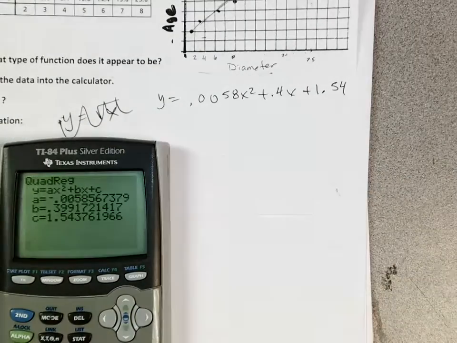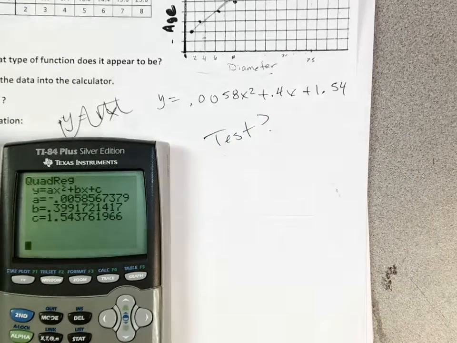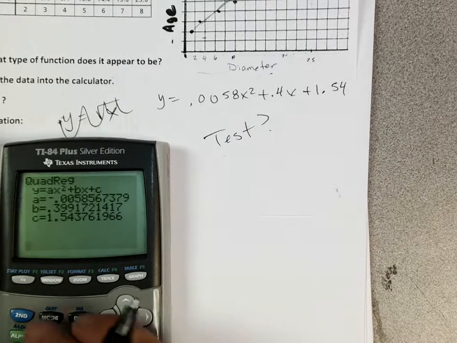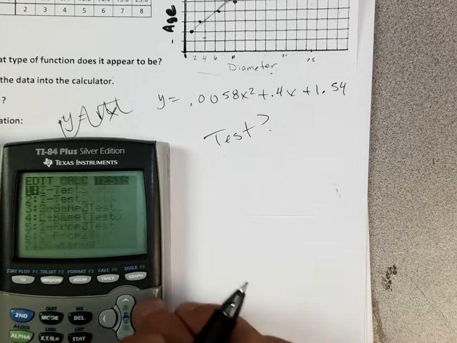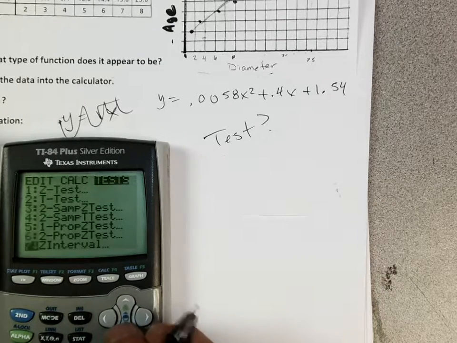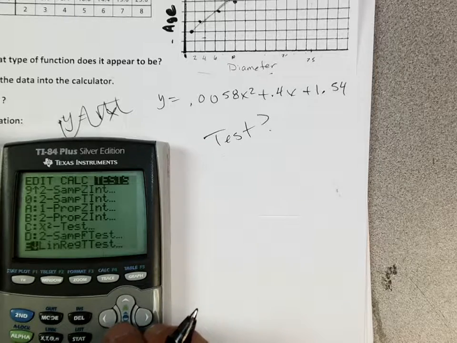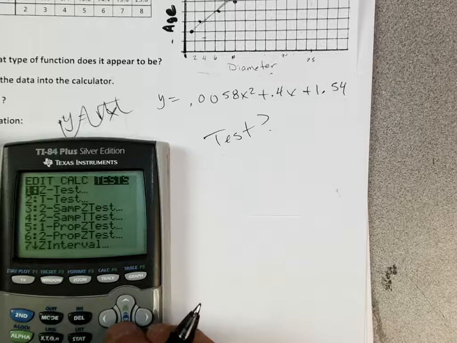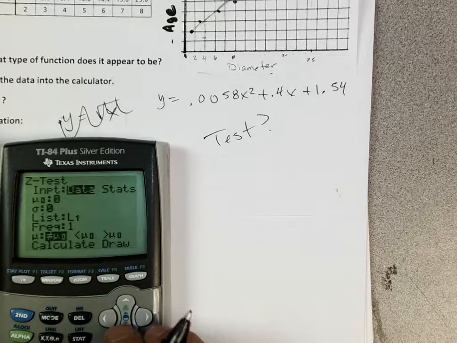So how good is it? I don't know. Let's test it. How good is this? I have no clue how good this is because I just grabbed one. So let's go back to stat. Remember that? Go to my tests. And I've got to do a quadratic test, right? Let's try a z-test. Nope. I'll do a z-test.